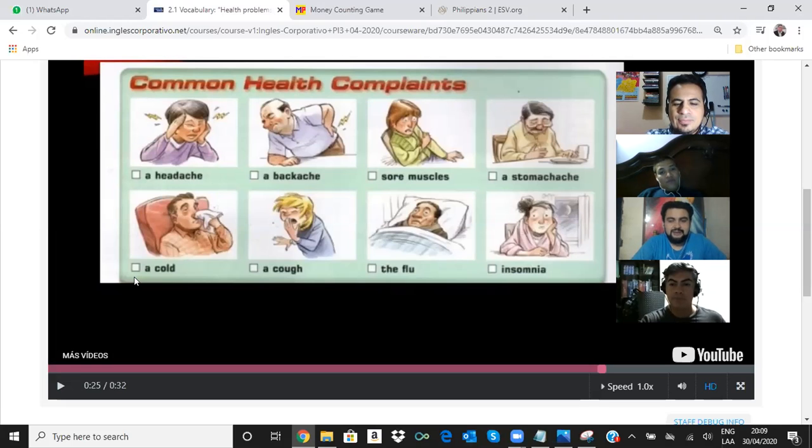You shouldn't have contact with another person. Yes, very good. Right now with the coronavirus, you have to be very careful. Yes. Okay, what should you do if you can't sleep, if you have insomnia? What should you do?